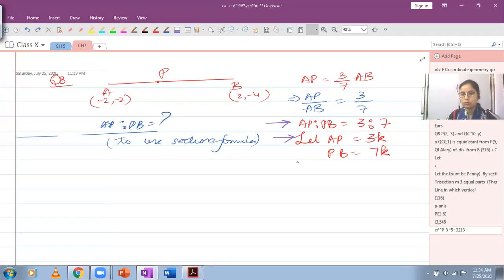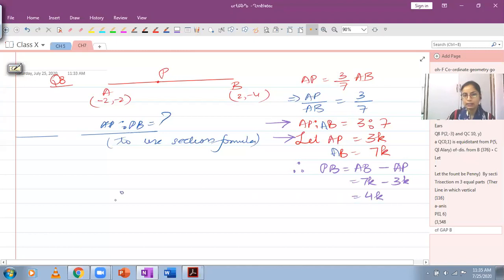And once you have these two, तो आपके पास जो remaining part, I'm sorry, I've written wrong here. This will be AB. So from here we can find out PB now. This will be 4K. And therefore, AP is to PB will be equal to 3K is to 4K, which is 3:4. Let me know if this is clear till here.